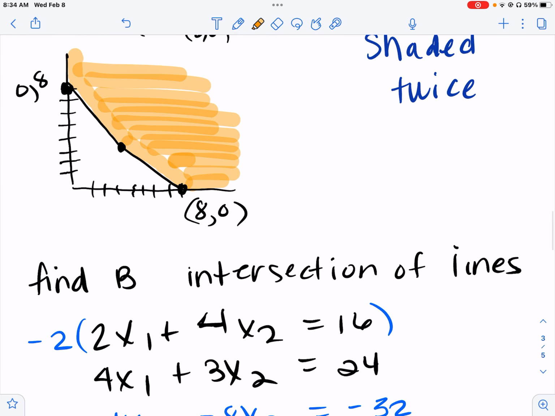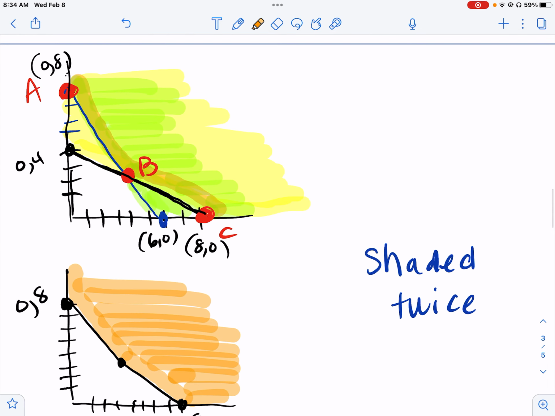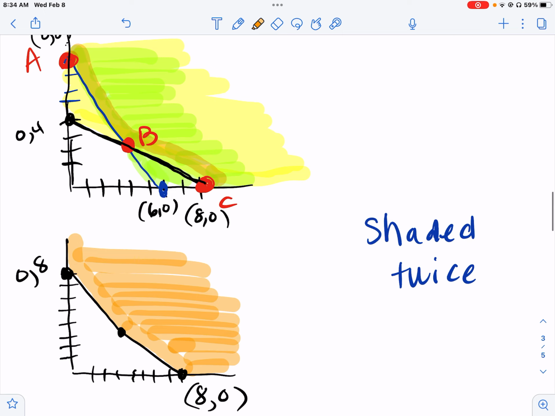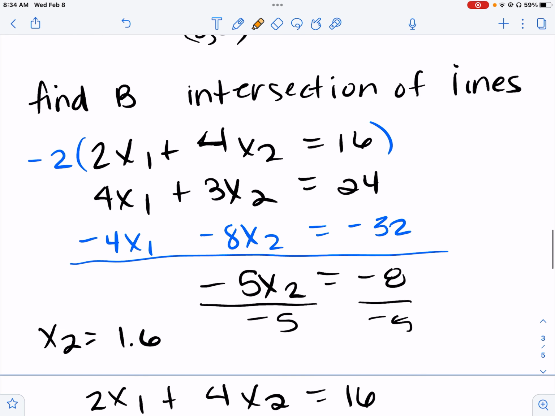Okay, so we need our 3 points. So we have 0, 8 and 8, 0. We need this middle point, which is where the two lines intersect. So we find our intersection, multiply the top equation by -2. So we get minus 4x1 minus 8x2 equals minus 32. So we get x2 equals 1.6.